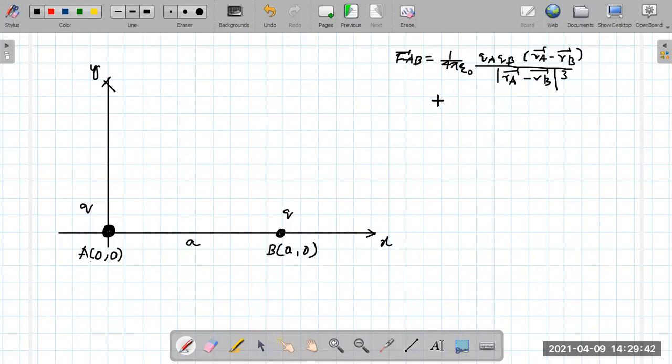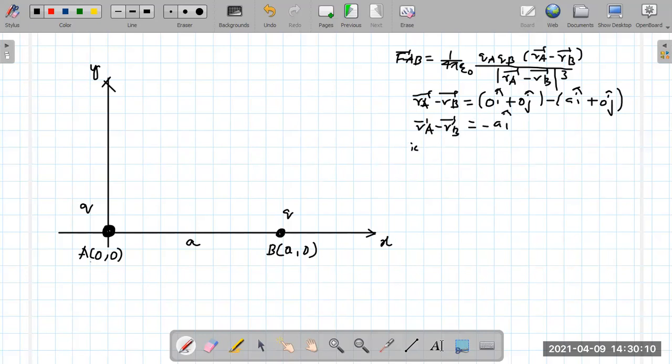If you do this, what will you get? Just for practice, I'm writing this. Actually, this is not necessary. What is position of A minus position of B? Position of A is 0 i cap plus 0 j cap, whereas position of B is A i cap plus 0 j cap. So that will be simply minus A i cap, position of A minus position of B.